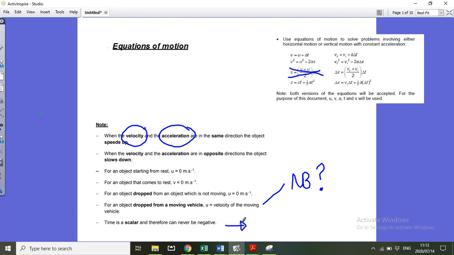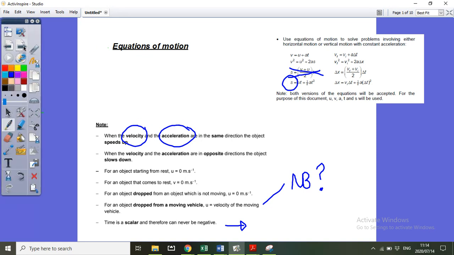Another important point: time is a scalar and therefore we are going to use positive times. If you end up with a negative time, don't just make it positive. That should lead you to the fact that you've assigned the direction wrong for one of your variables, and most probably it's going to be your displacement, because often we forget that displacement up and displacement down also need to have a specific sign assigned to them.